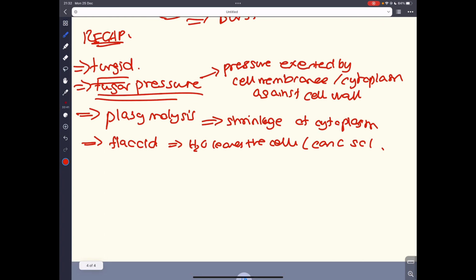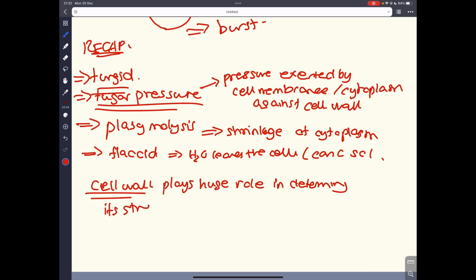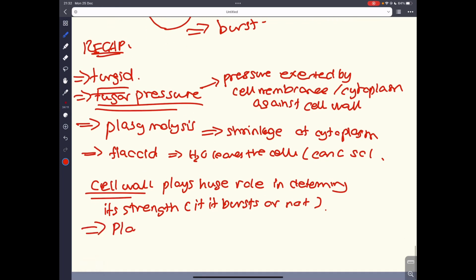And you have to know that cell walls play a very huge role in determining whether the cell bursts or not. Now, as we have said, plant cells are never permanently damaged because of their strong cell wall. Plant cells never burst, i.e. they are not damaged permanently, right?